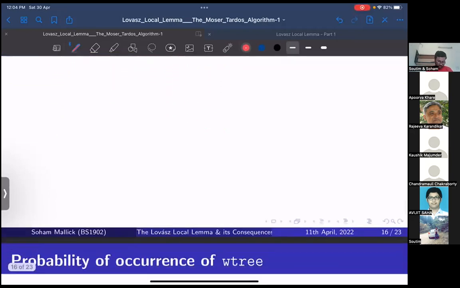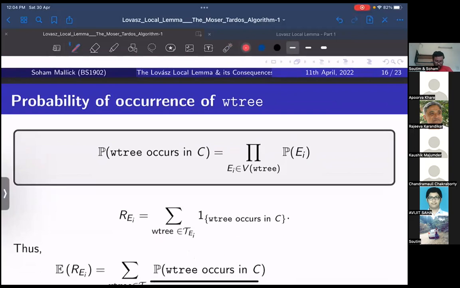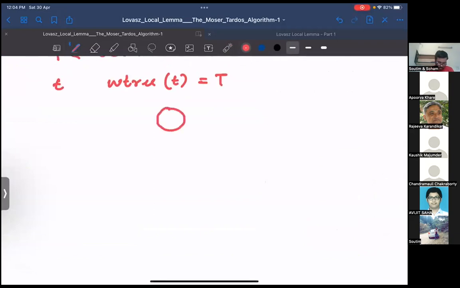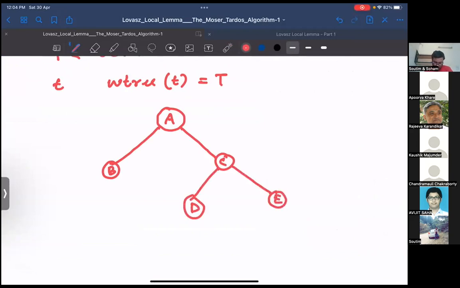What we can show is that the probability of occurrence of the witness tree is this expression. Suppose we draw a witness tree with events, say P, and so on down to E. Let's move from the bottom up. What is the probability that E is satisfied? E satisfied means that clause is violated in the k-CNF problem, if you assume that. So that is essentially the probability of E. And the Moser-Tardos algorithm resamples independently after each iteration. So the variable resampling here is independent of the resampling there, and it goes on resampling.